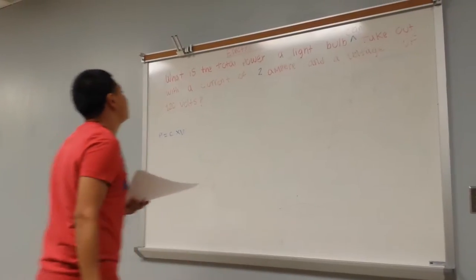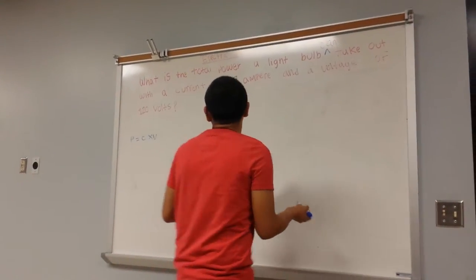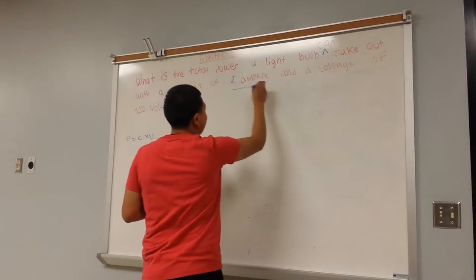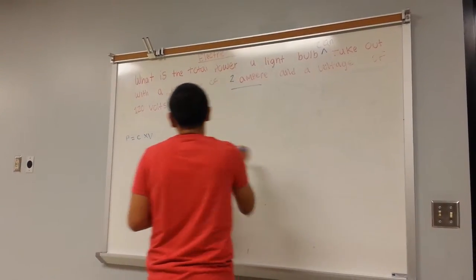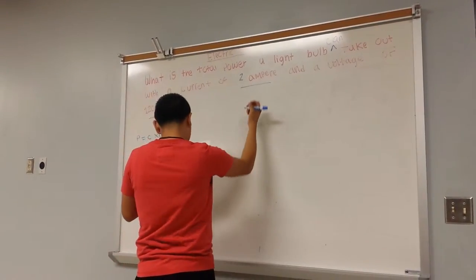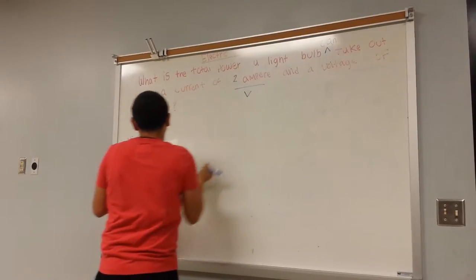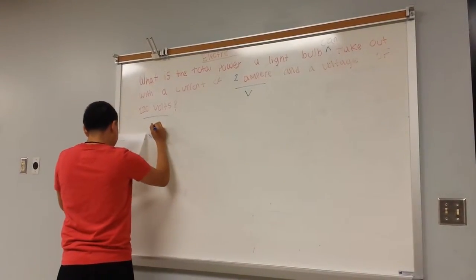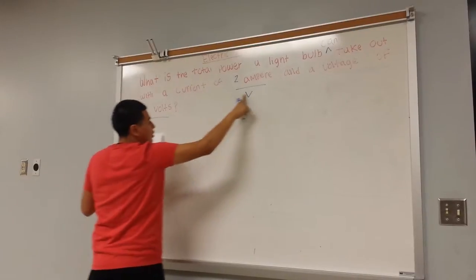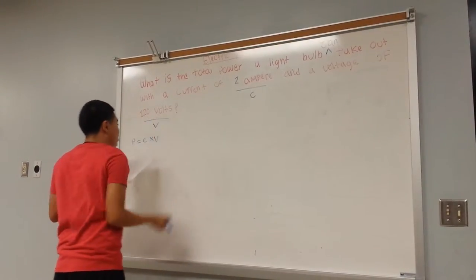What is the total power a light bulb can take with a current of 2 amperes and a voltage of 120 volts? The 2 amperes are C, the current, and the 120 volts are V. So 120 volts is V.